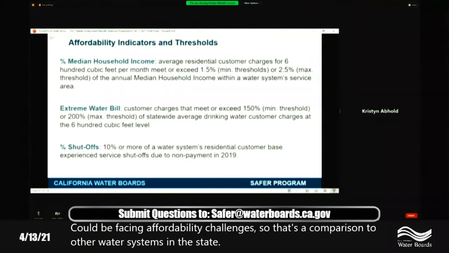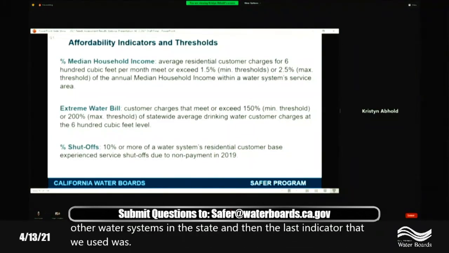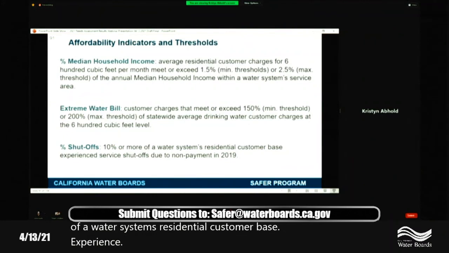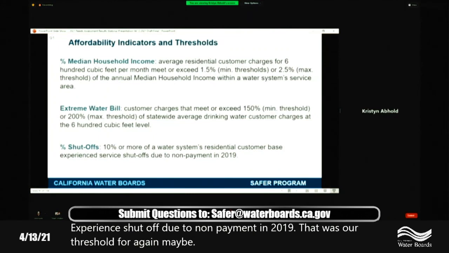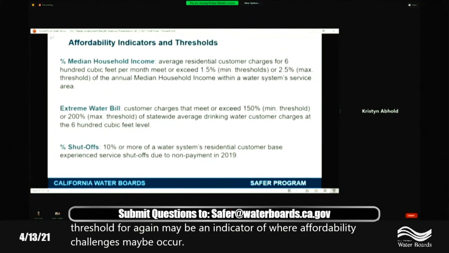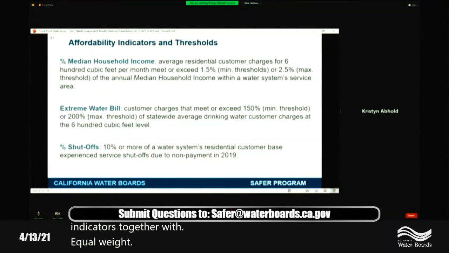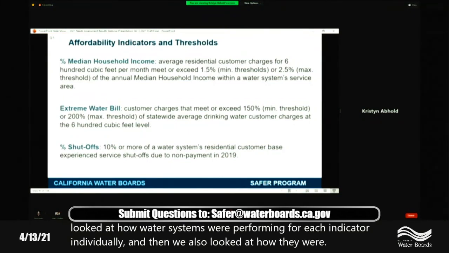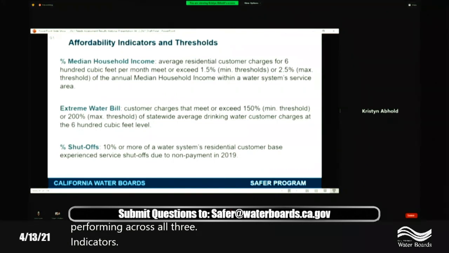And then the last indicator that we used was percent shutoffs for non-payment. So if 10% or more of a water system's residential customer base experienced shutoffs due to non-payment in 2019, that was our threshold for, again, maybe an indicator of where affordability challenges may be occurring. We looked at all three of these indicators together with equal weights. We didn't weight one higher than the other. And we looked at how water systems were performing for each indicator individually. And then we also looked at how they were performing across all three indicators combined.